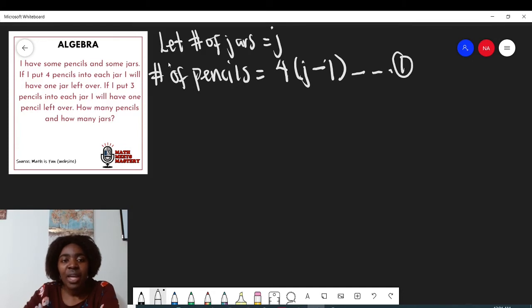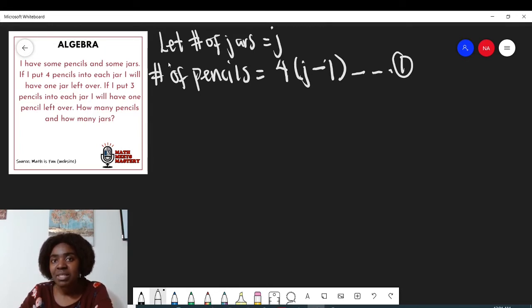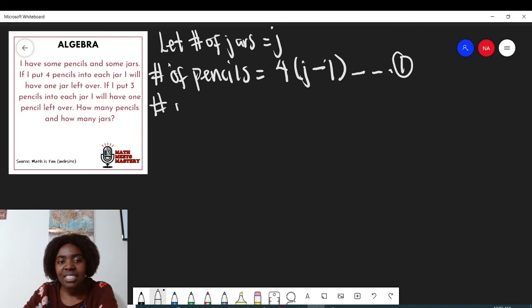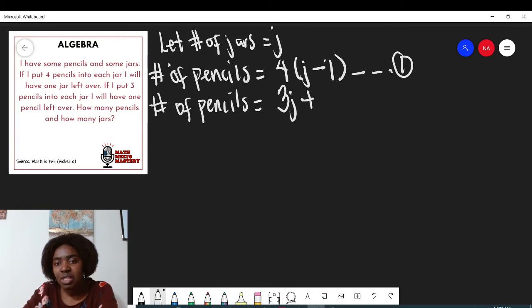Okay, and for our second one, it says if I put 3 pencils into each jar, I will have 1 pencil left over. So in this case, I filled all my jars, right? If I filled all my jars, then I have 3 times J pencils, because we're putting 3 pencils into each jar. But it says I have 1 pencil left over. So my total pencils would be 3 times J pencils plus an extra pencil. I can write that as number of pencils, again, is also equal to 3 times J plus 1.